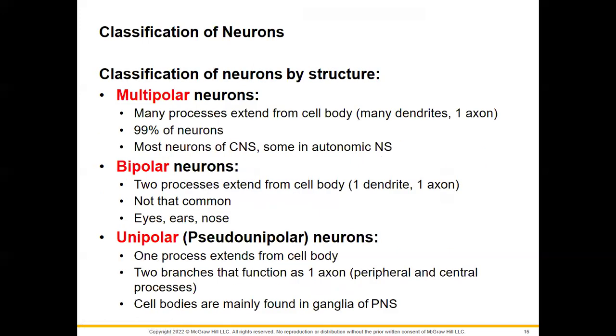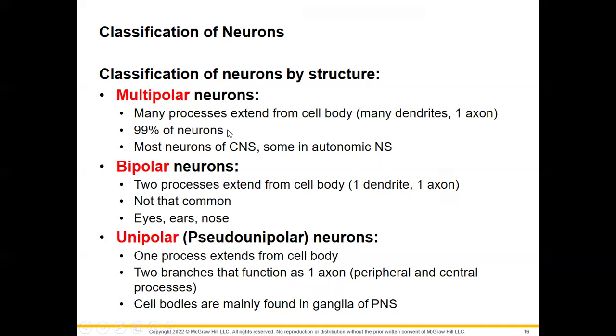So now let's talk about different classifications of neurons. Remember I said that you basically have one neuron and many different neuroglia. Well, those neurons can look different, which means that they function slightly differently, even though overall they are the same. So neurons are classified by how many processes are coming off of the cell body. You have multipolar, bipolar, and unipolar neurons.